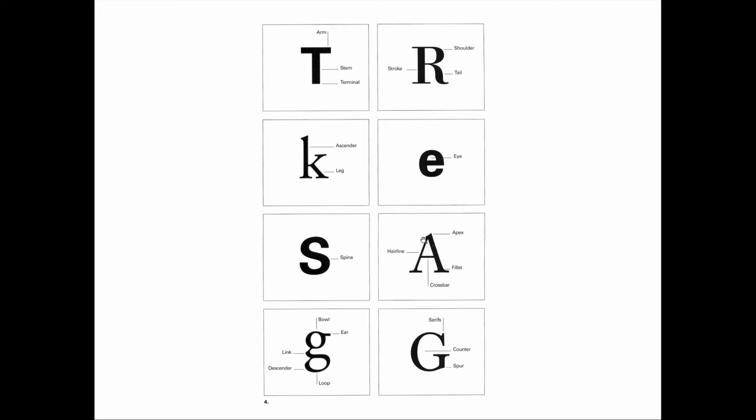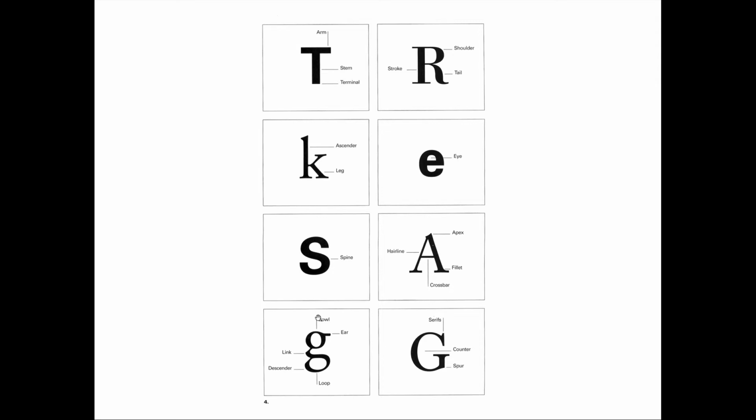A hairline is a thin stroke, as we see here, and is usually much thinner than the corresponding strokes. The crossbar is a horizontal stroke that connects the two strokes of both an H and an A. And the fillet is this little area right here, and it's a space between the stroke and the foot of a serif.